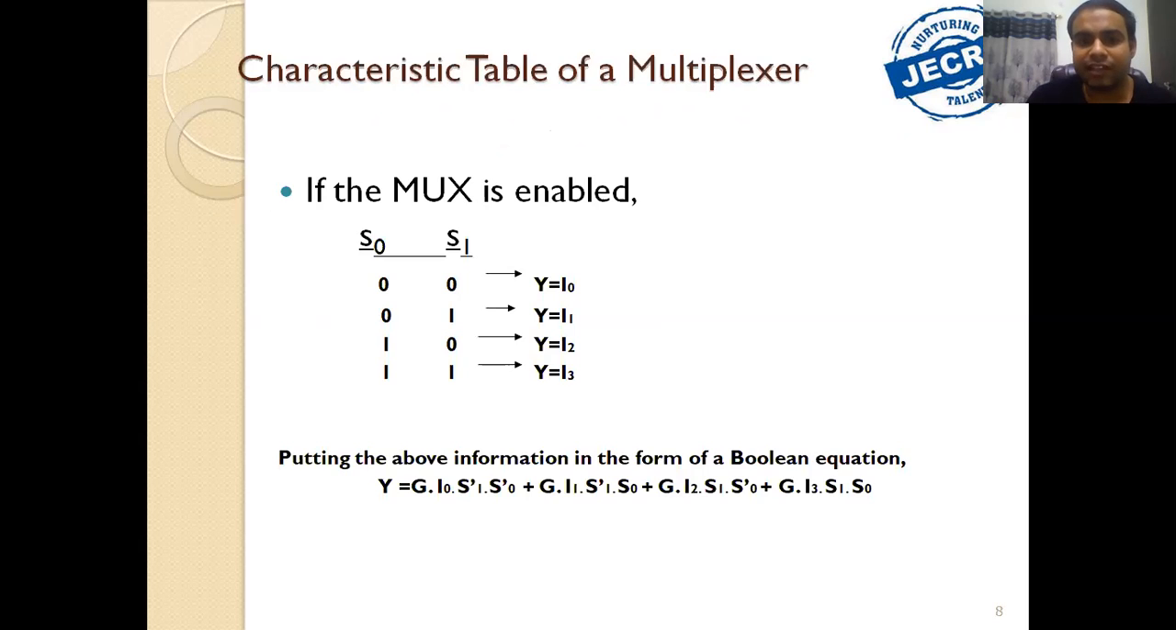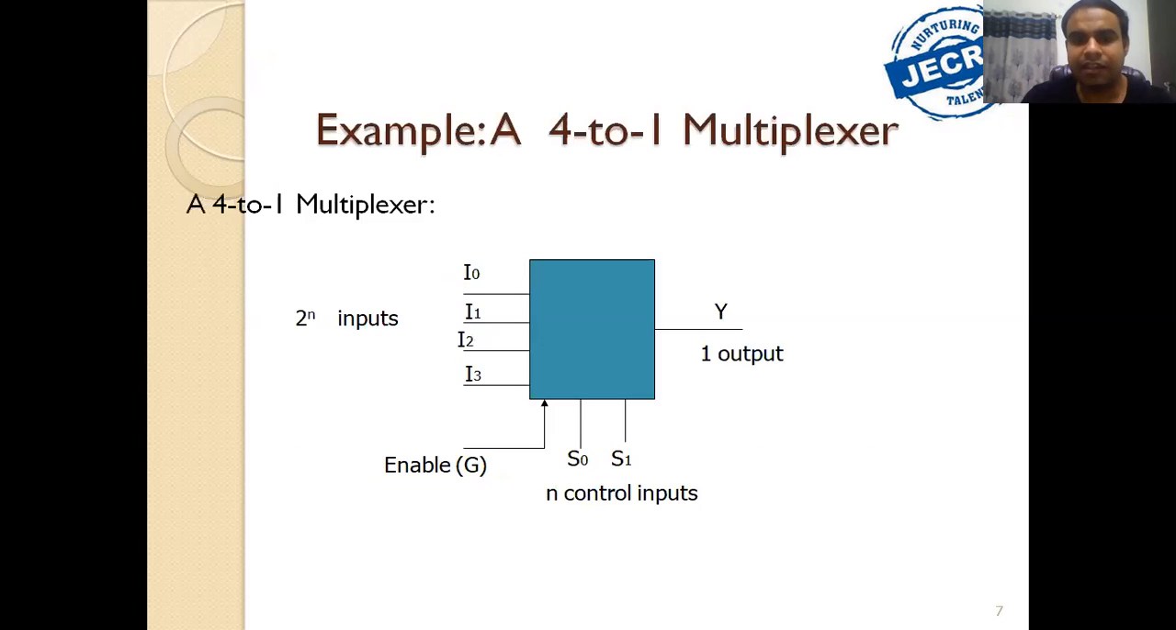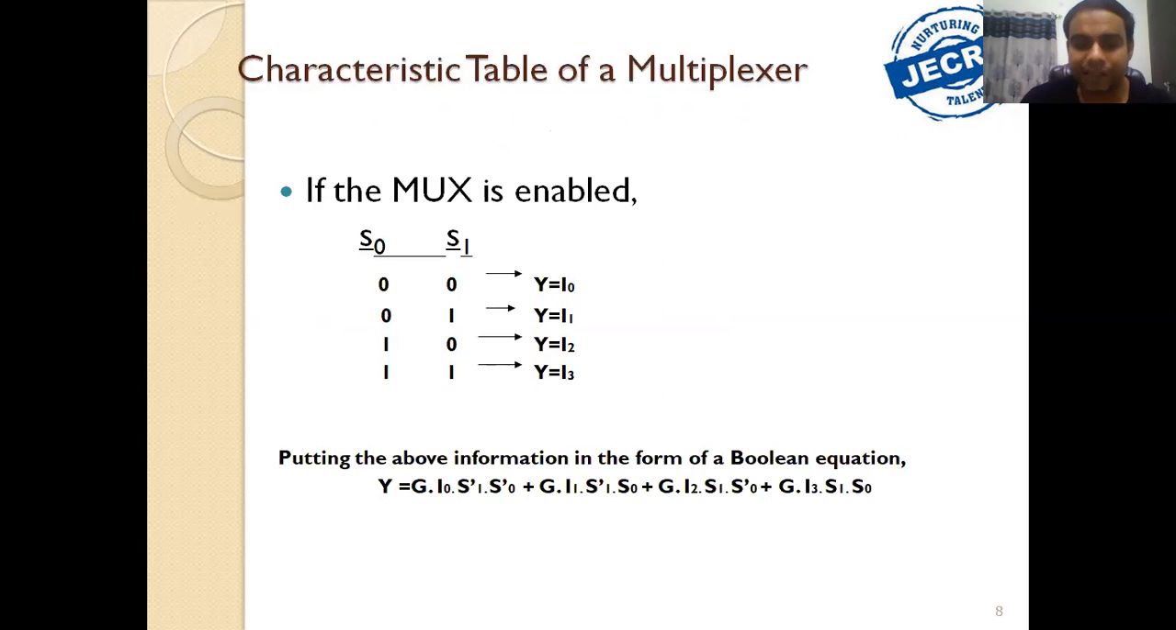If our selection lines are 0 and 0, the output will be I0, or we can say the input I0 will pass through the multiplexer only. If it is 0, 1, then the input I1 will pass through the multiplexer only. And if 1, 0, then input I2 will be passed and it will appear at the output. Similarly, at 1, 1, the output equals I3.